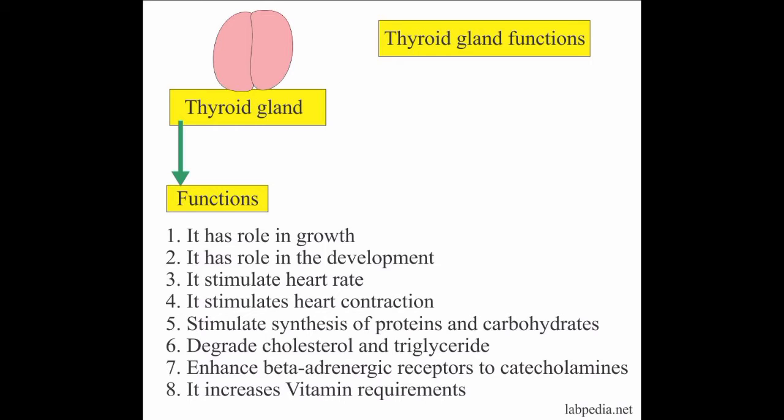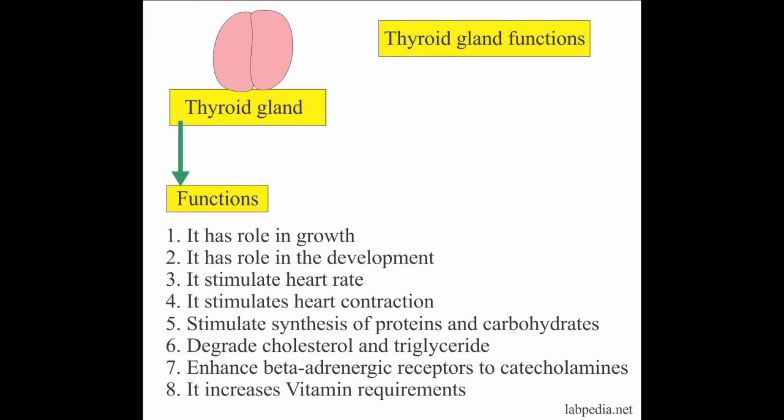Hyposecretion of thyroxine hormone can lead to simple goiter, and hypersecretion, when it is secreted in extra amount, can lead to exophthalmic goiter. Now the next hormone is calcitonin. The function of calcitonin is to promote the movement of calcium ions from blood to bones. That is the only function of calcitonin.